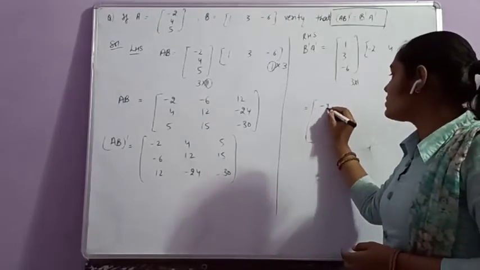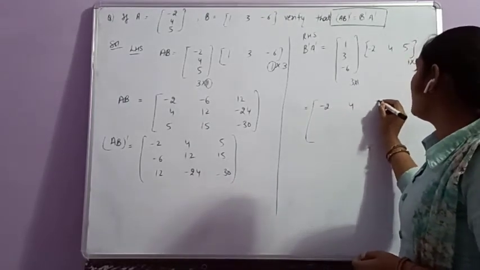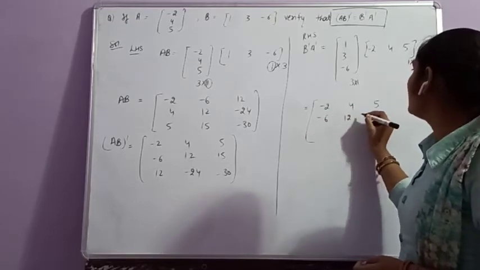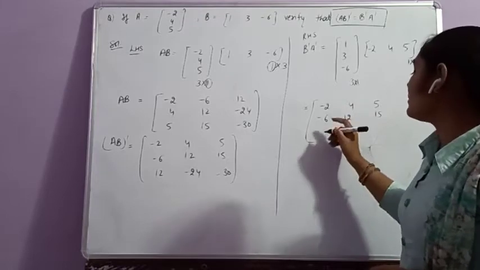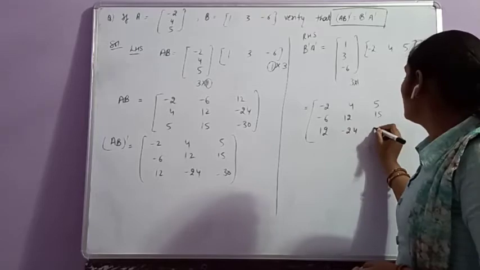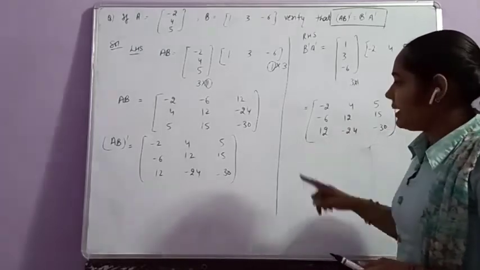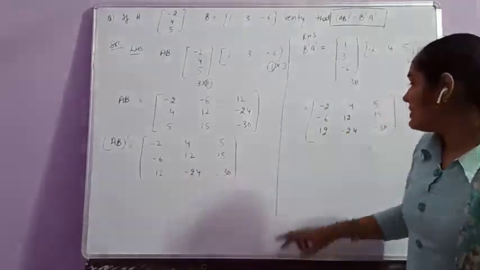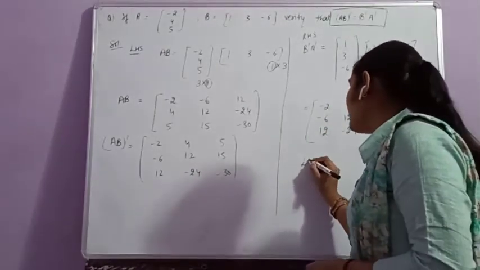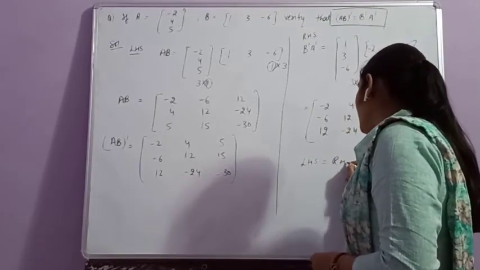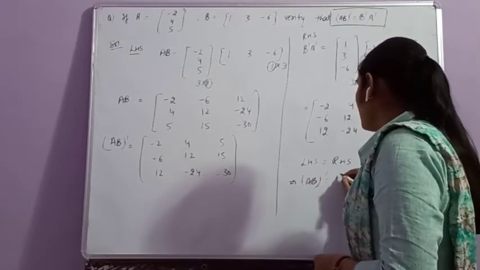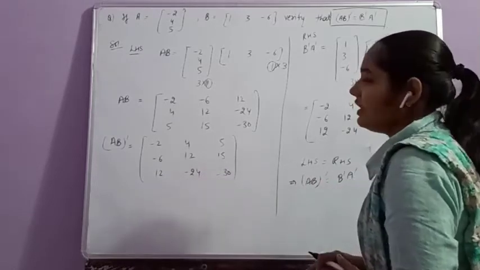1 multiplied with -2, 4, 5. Next, 3 is multiplied with 3 entries. Next, -6 is multiplied with these 3 entries. Here we can see that the first column is the same, the second column is the same and the third column is the same. It means left hand side is equal to right hand side. That implies AB transpose is always equal to B transpose A transpose.